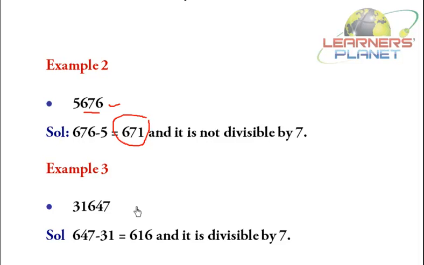In this case, 31647. It is 647 minus 31, so we are getting 616. Let's check for 616. 616 divided by 7: 7 8s are 56, and then we are left with 56. So 616 is divisible by 7. Hence the complete number 31647 will be divisible by 7.